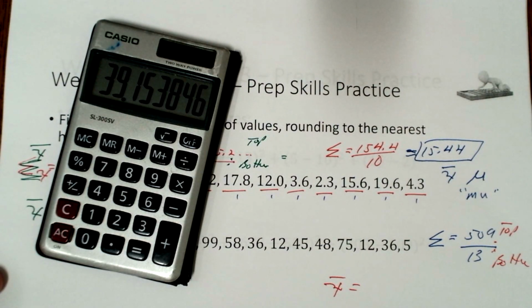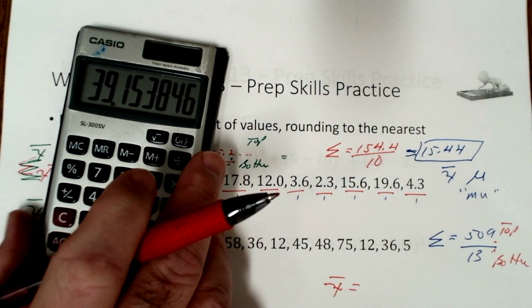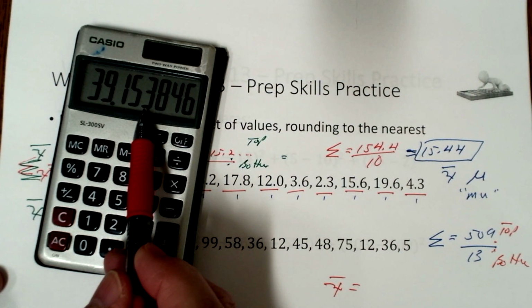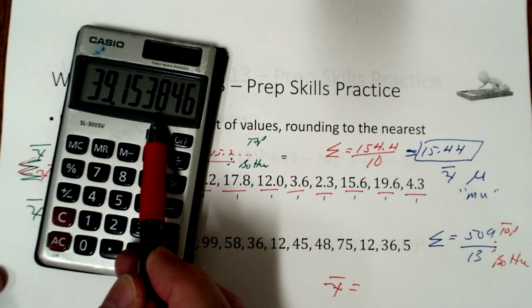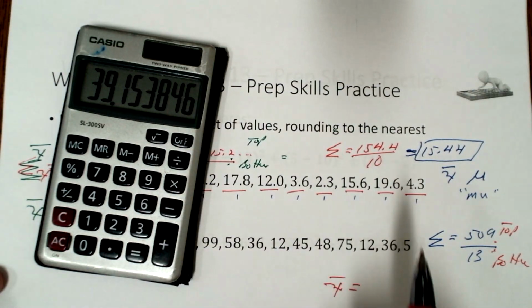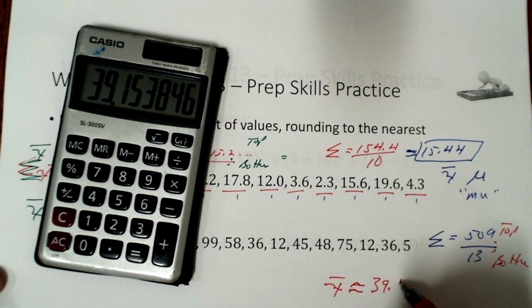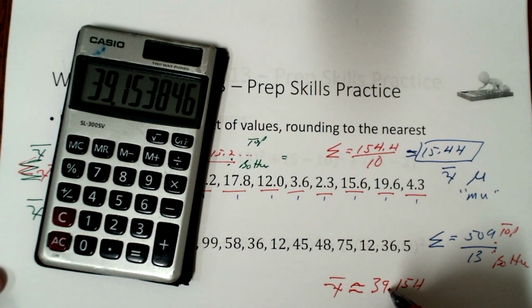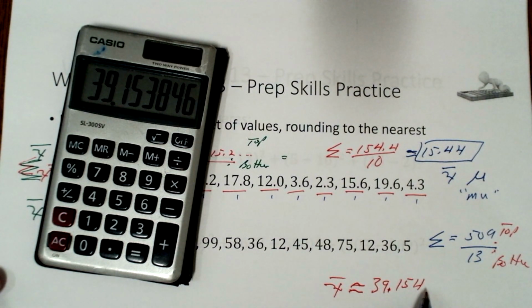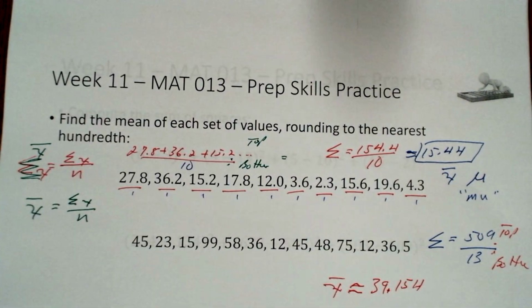Okay, and we'll just round that to 3 decimal places. We come over here to the third decimal, which is the third number after the decimal, which is a 3. The number beside it is 5 or greater, so that tells us to round that up. So the mean is approximately 39.154, or 39 and 154 thousandths. All right, so that is finding the mean of a set of values.